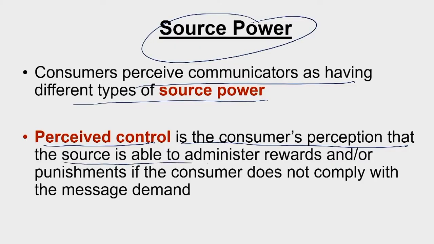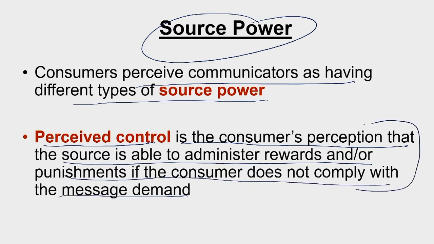Now, there are three types of source powers that people are afraid of. Perceived control. Perceived control is the consumer's perception that the source is able to administer rewards and/or punishment if the consumer does not comply with the message demand. So, if the consumers for whom the ad is made believe that the source has some kind of control, for example police departments or IT departments, then since they have a lot of perceived control, they can monitor the action and change the action of how the consumer is interacting with an ad.